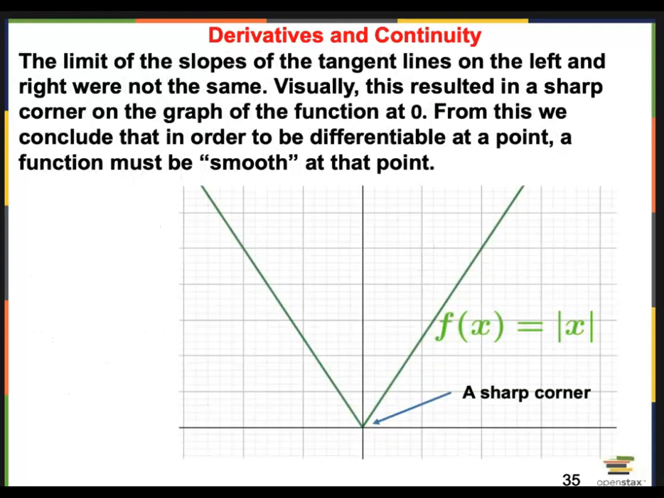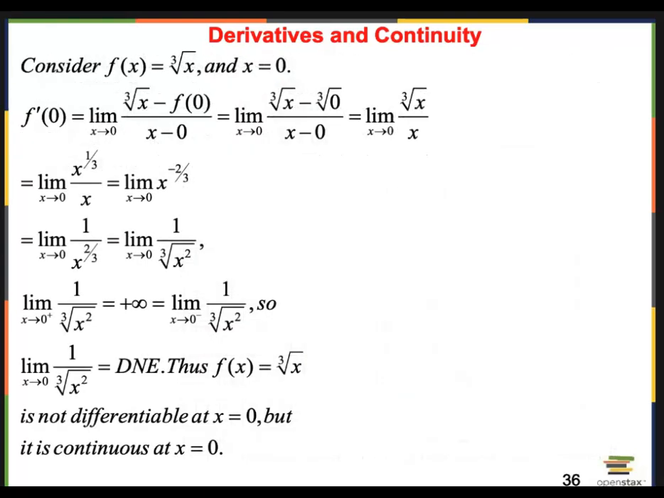Now let's look at this as a graph. If you notice, an absolute value has a sharp point here, a sharp corner. So the limit of the slopes of the tangent lines on the left and the right were not the same. One was +1, and one was -1, and they are not the same. In other words, for the limit to exist, they have to be the same. And so they have to be continuous and smooth. We need not a sharp corner, but it has to be smooth.